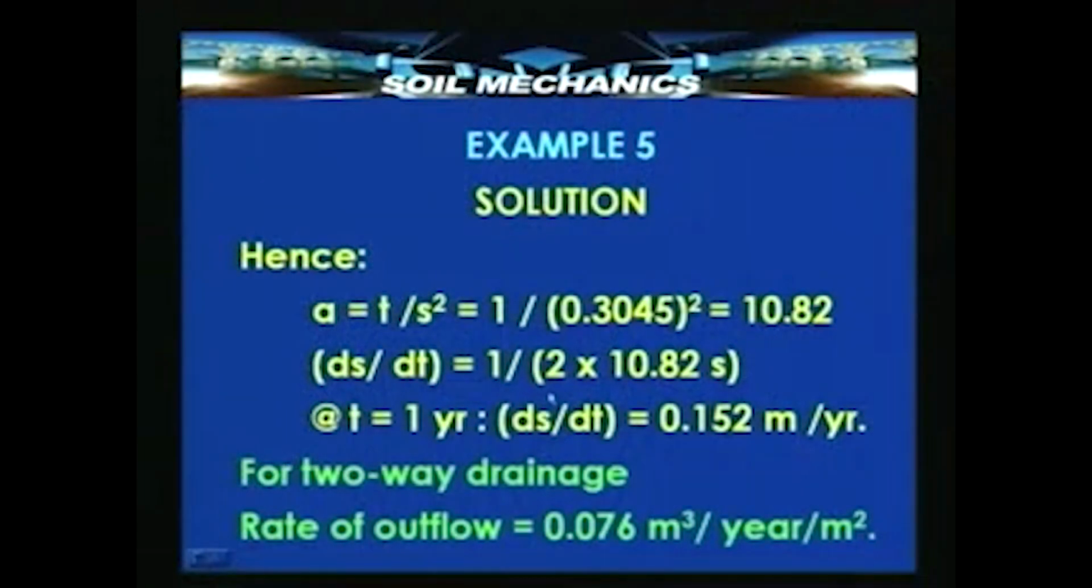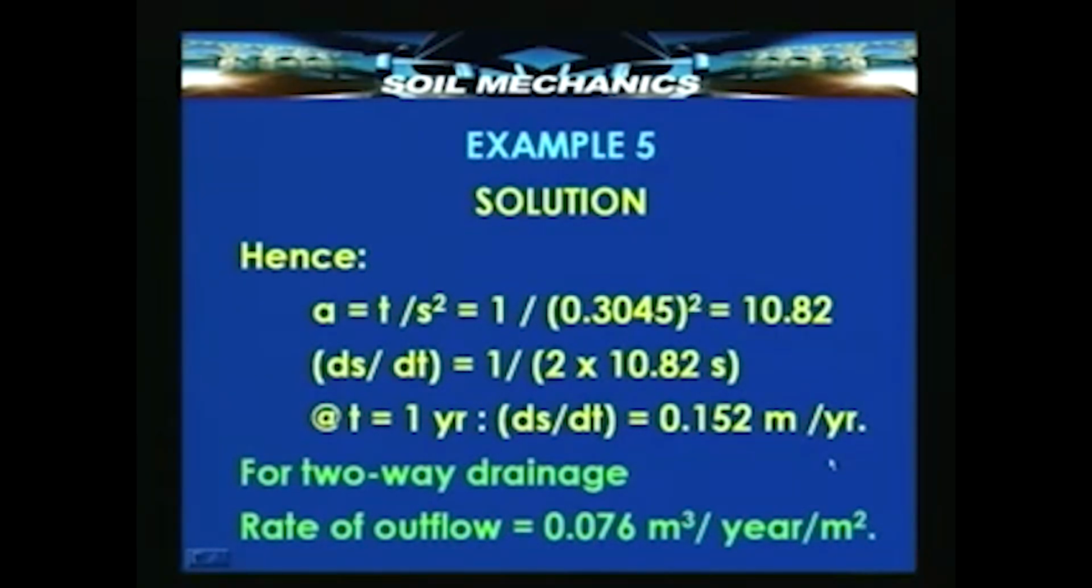So, ds by dt, when you differentiate this, will be nothing but 1 upon 2 A s, and since t is equal to 1 year, at the end of t equal to 1 year, ds by dt will be 1 divided by 2 into 10.8 into this settlement of 0.3045, which will come here. So, the rate is 0.152 meter per year. So, at this rate, at the end of 1 year, the water is getting expelled.